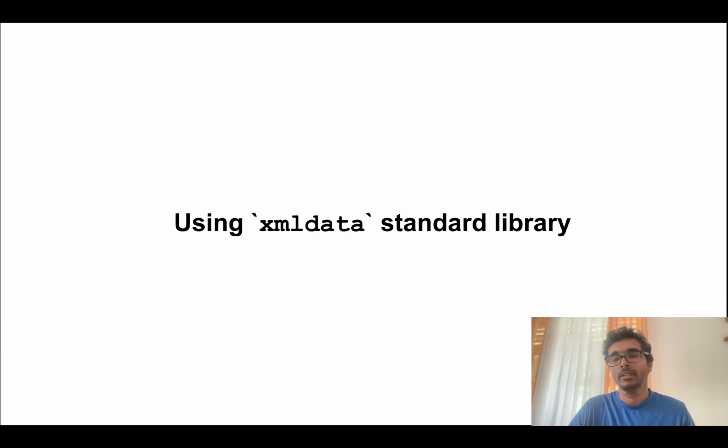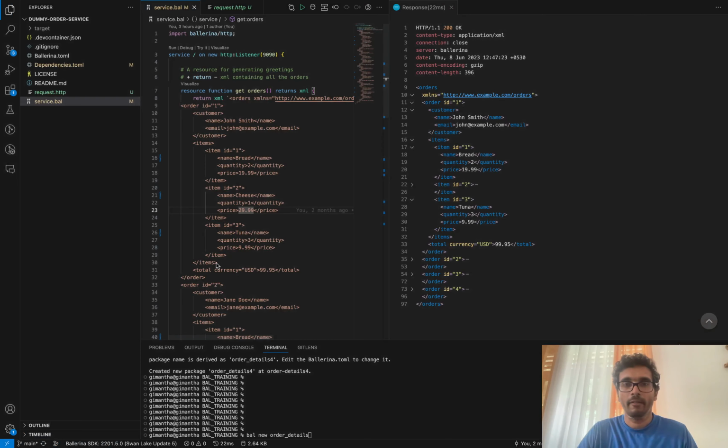So we will consume the XML service and convert that XML payload into Ballerina records, and then convert those Ballerina records into JSON and return the response from that JSON service. So let me show you guys the dummy service that I have written.